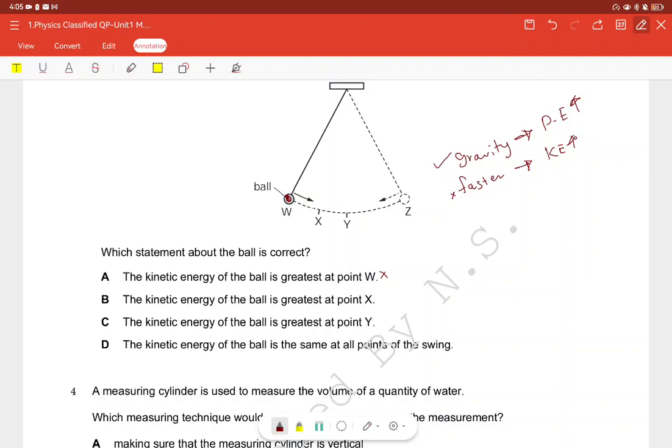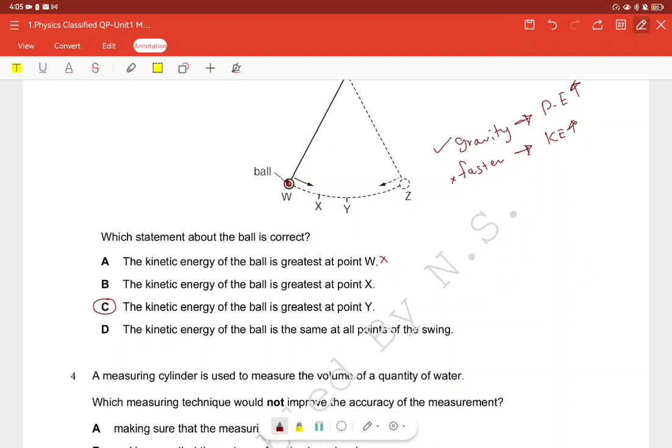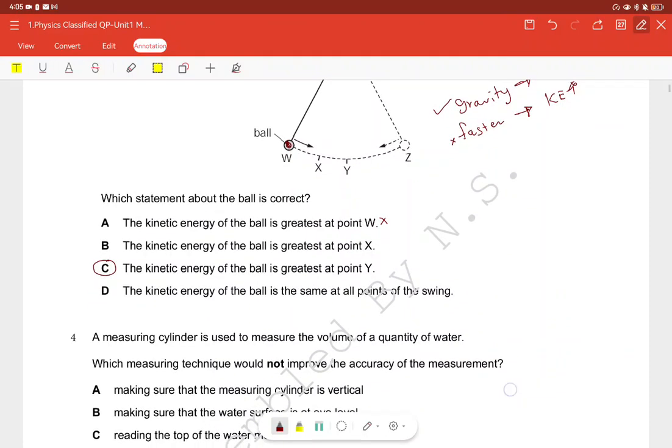The kinetic energy of the ball is greatest at point X. It is not the fastest point. The kinetic energy of the ball is greatest at point Y. In the middle here, the ball is at its fastest point. So part C is the correct one. The kinetic energy of the ball is greatest at point Y. Why are we saying this? Because it's the point at which the ball is at its fastest speed.